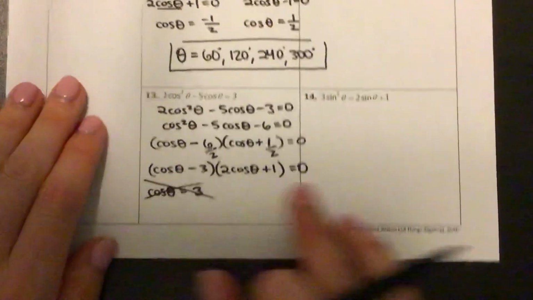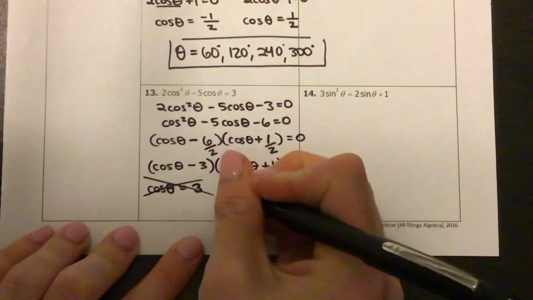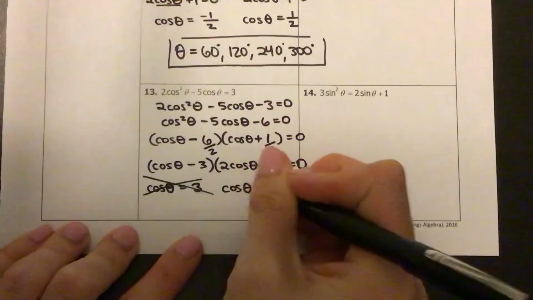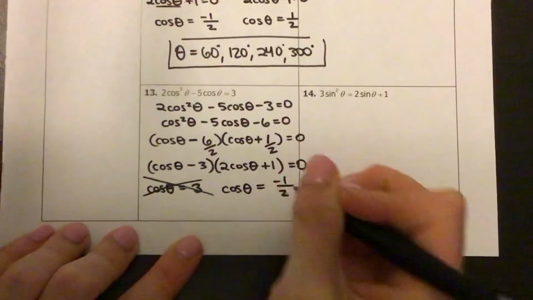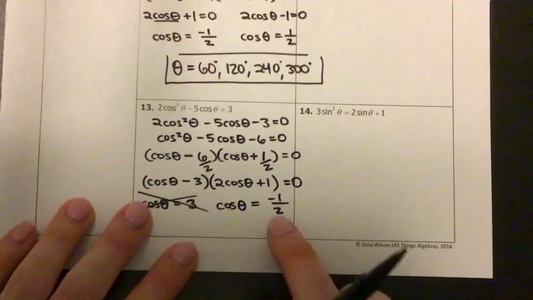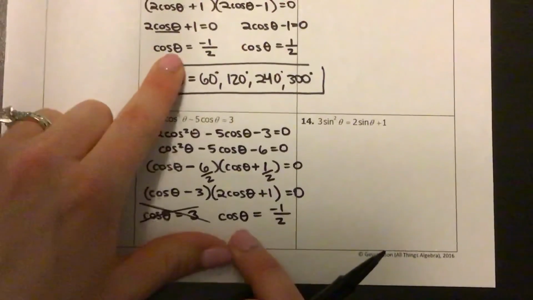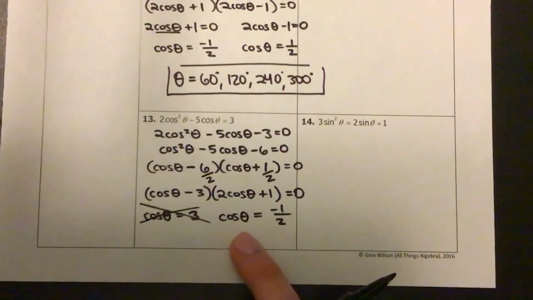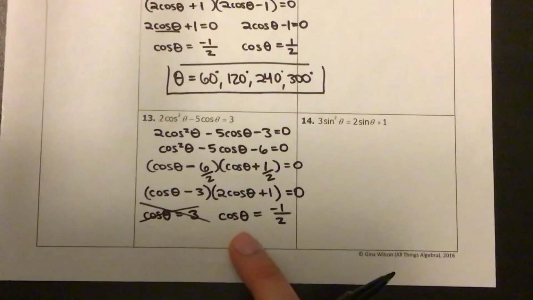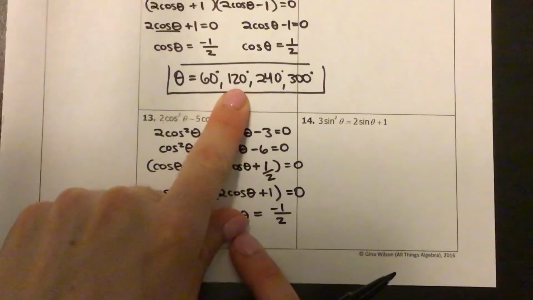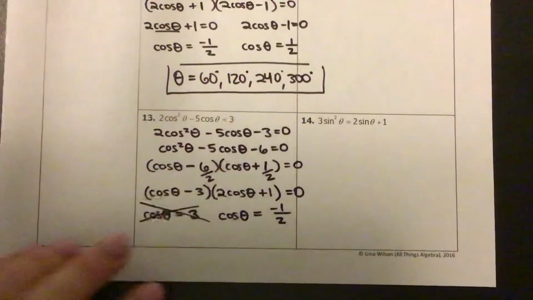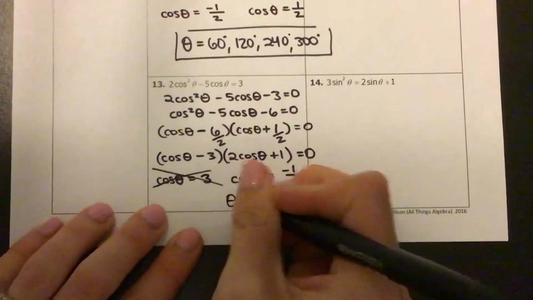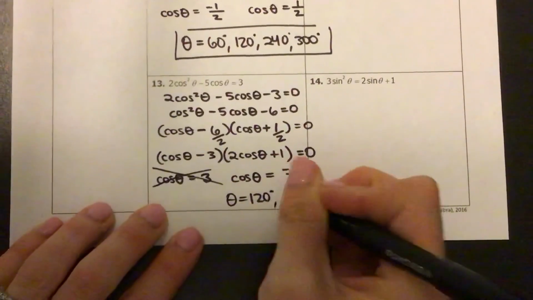I only have values between 1 and negative 1. This one, when I set it equal to 0, I subtract 1, divide by 2. So these are just the negative values. So same solution here, except I only want the negative ones. That would be only the ones in the second and the third quadrant. This is the second, this is the third quadrant. And so I have theta equals 120 and 240.